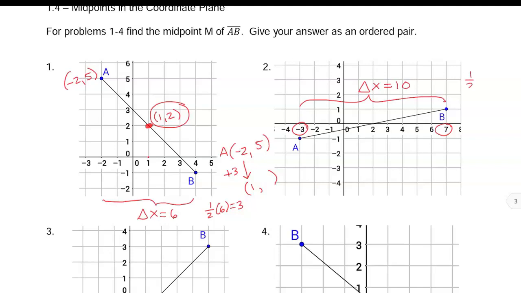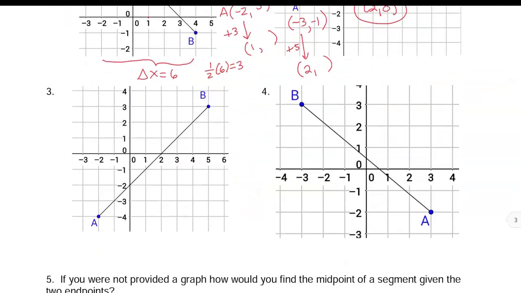And half of 10 is 5. So I just need to add 5 to the x-coordinate of A. A is at negative 3, negative 1. So I'm going to add 5 to negative 3, and I'll get positive 2. So go to positive 2 on the segment, which is actually at 2, 0. It ended up being right on the axis.